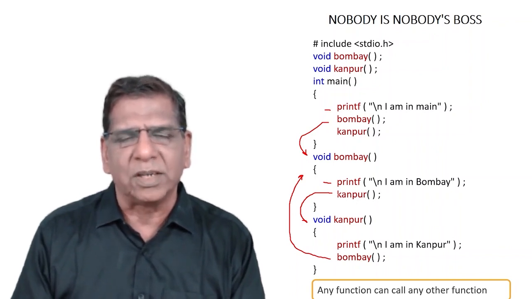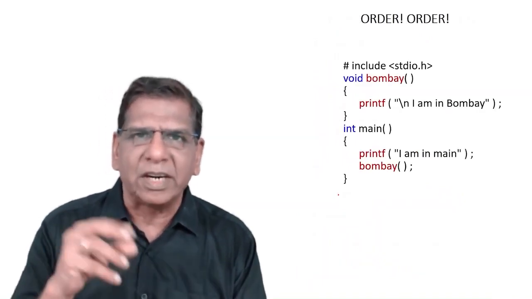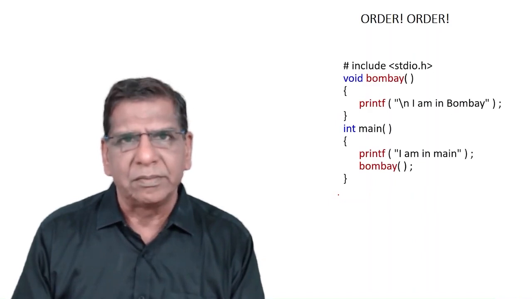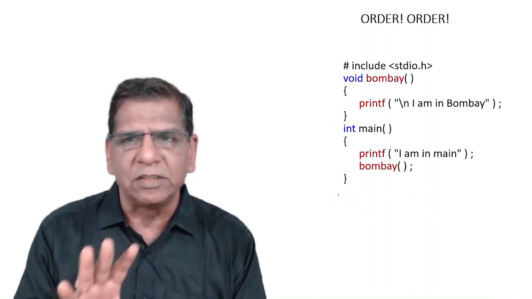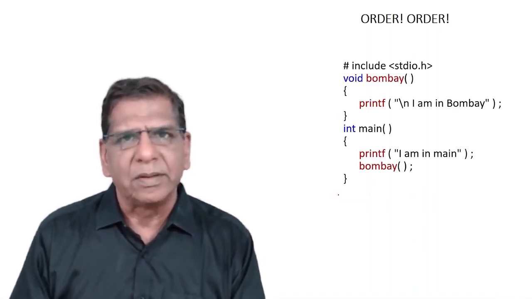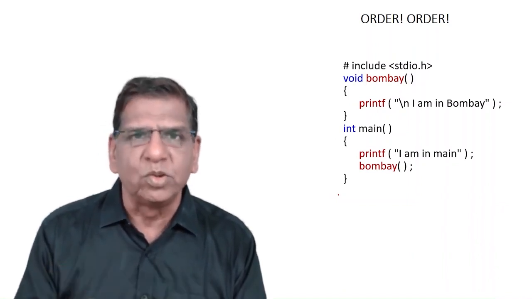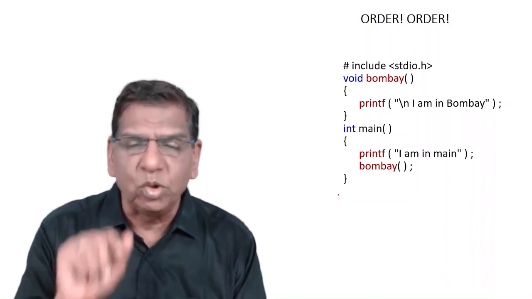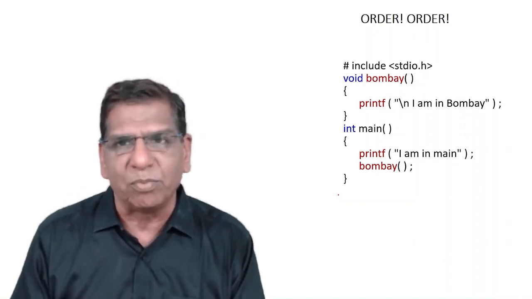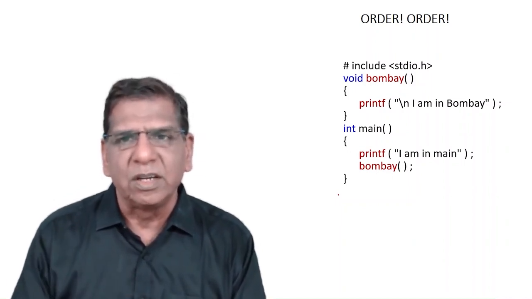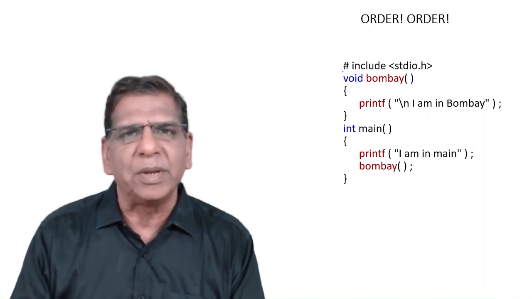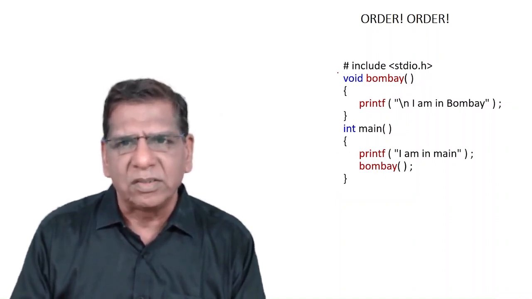Let's move on to the next one. Suppose we define Bombay first and then we define main. Realize that this is perfectly acceptable. And also notice that when you do so, you can do away with the prototype declaration of Bombay. Nowhere do you see the prototype which we had done in the previous program. There is no prototype of Bombay below hash include. Straightway you define Bombay and then you define main.